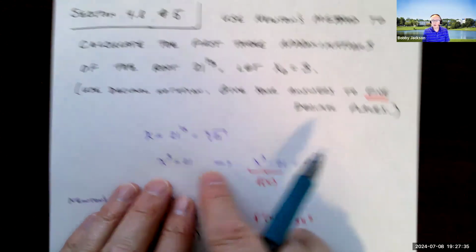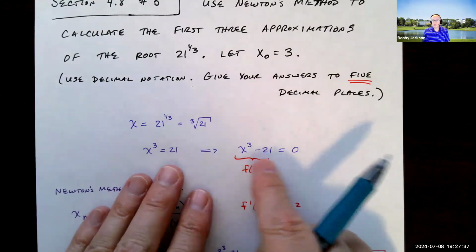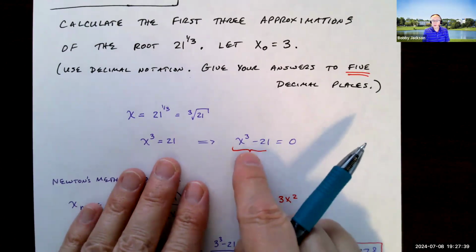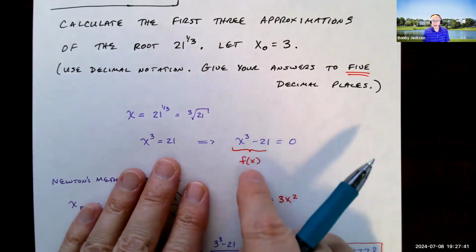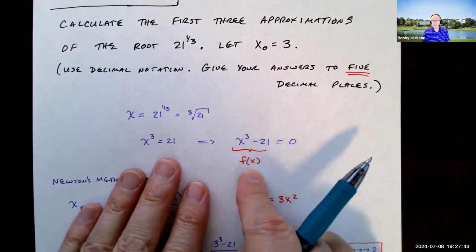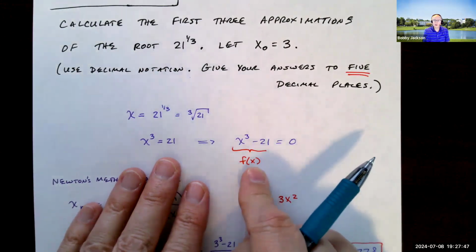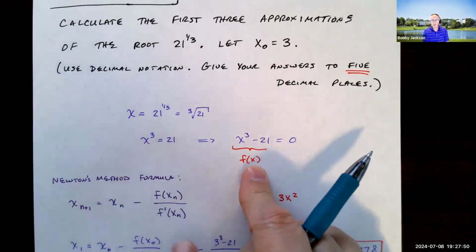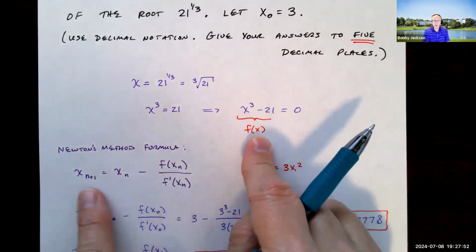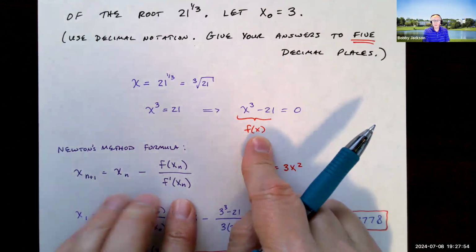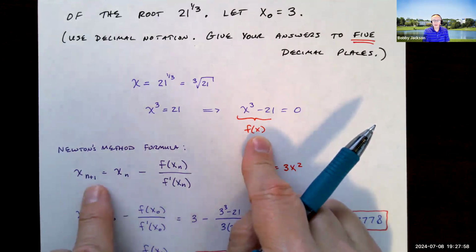And then I'm going to subtract 21 from both sides. So I get x cubed minus 21 is 0. Well, guess what? I have an equation set to 0. If I let f of x be x cubed minus 21, I'm literally looking for when this function is equal to 0. So I've turned it into a Newton's method problem. Remember Newton's method formula? This is it. So what do we need in there to find the next iteration?